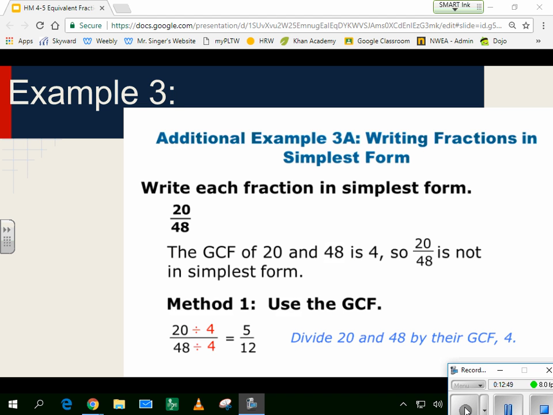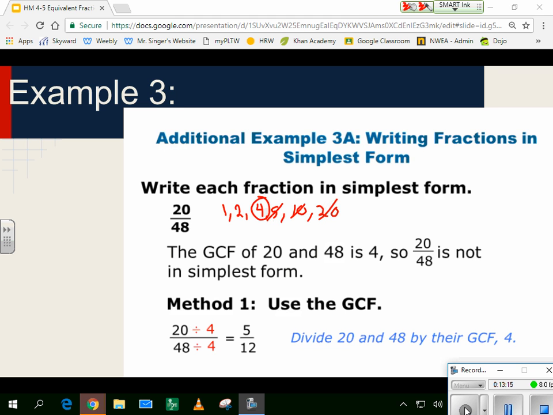So to find the greatest common factor, remember the trick that I showed you: find all the factors of the smallest number. In this case, it's 20. So we have 1, 2, 4, 5, 10, and 20. And all you have to do is divide, starting with the largest number into 48 and seeing which one works. 20 doesn't go into 48, 10 doesn't go, 5 doesn't go, so your greatest common factor is 4.